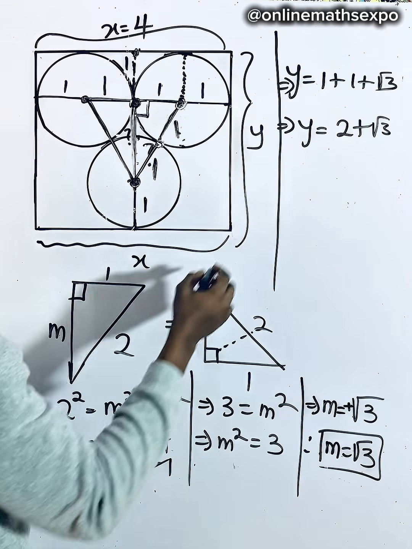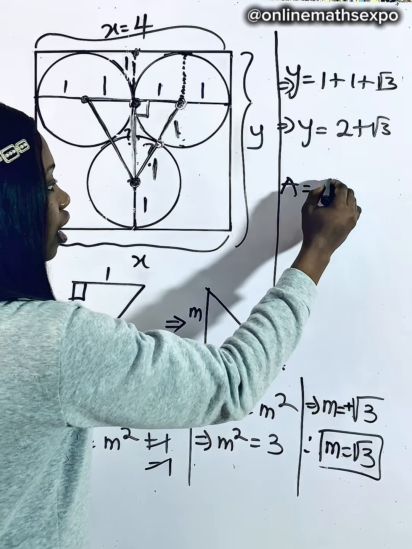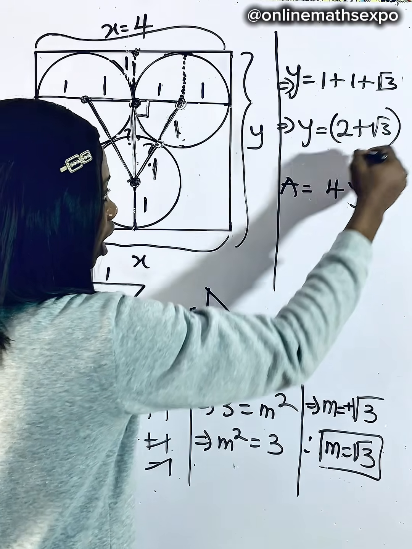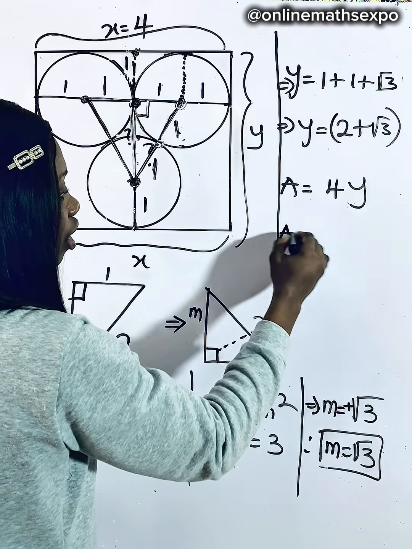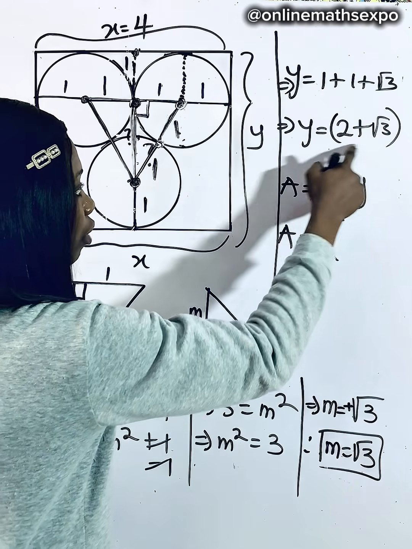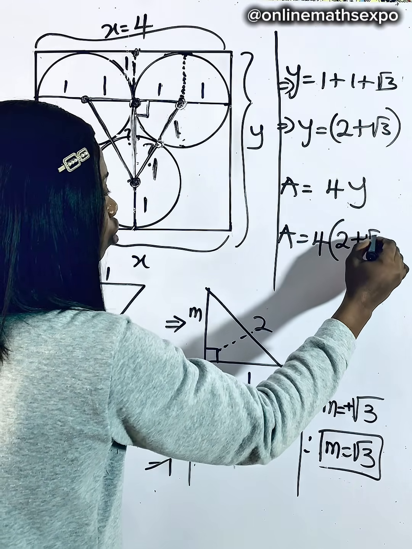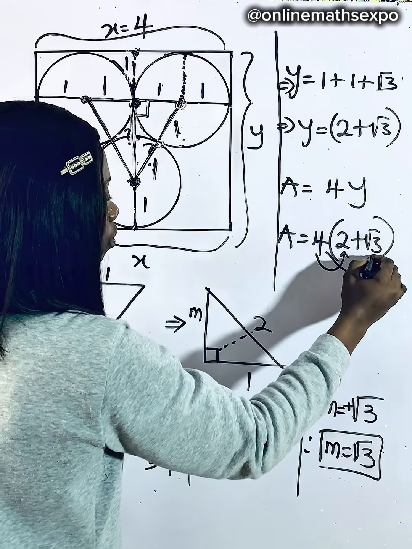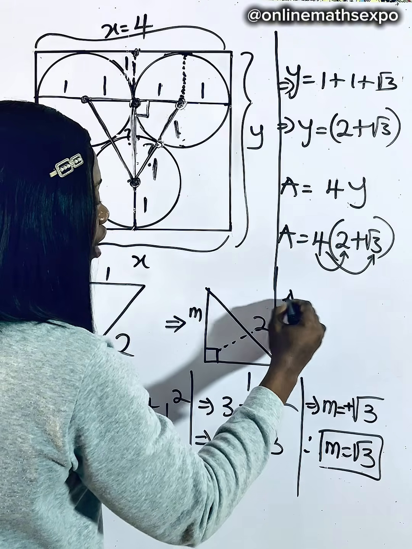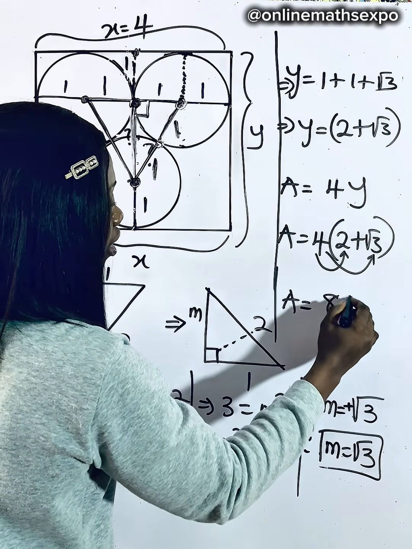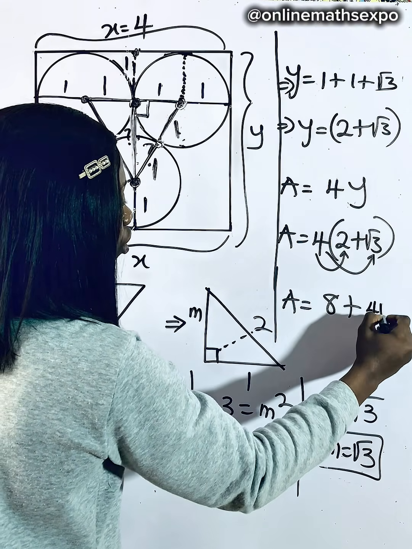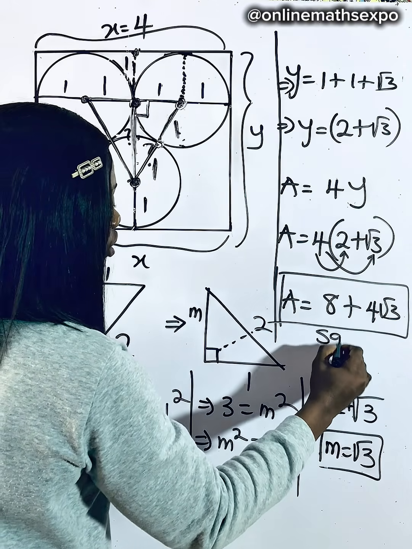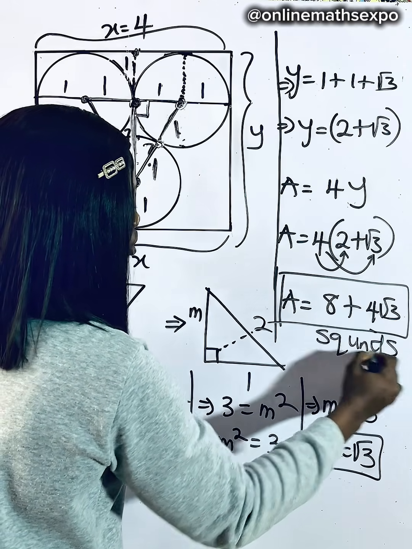Now remember, we said earlier, the area is given as 4Y. To replace Y, remember this is an expression. So we now have area will be 4 multiplied by our Y, which is 2 plus root 3. So if you distribute, multiply this, and this multiplies. So we now have area, 4 times 2 is 8, and this gives us 4 root 3. So this gives us the area of this rectangle in square units.